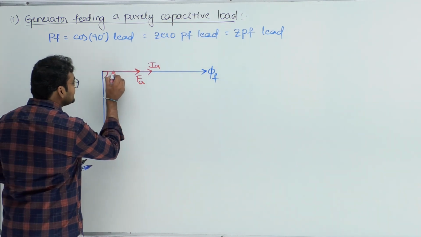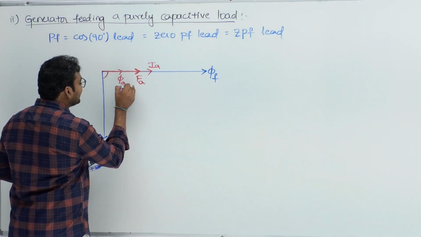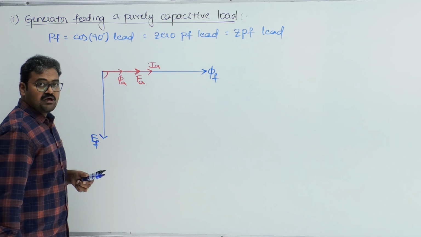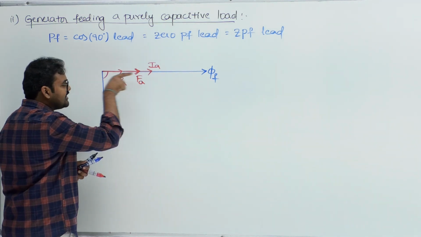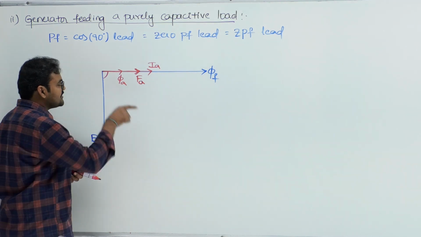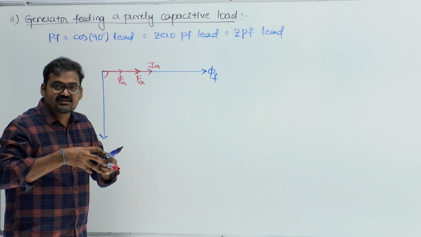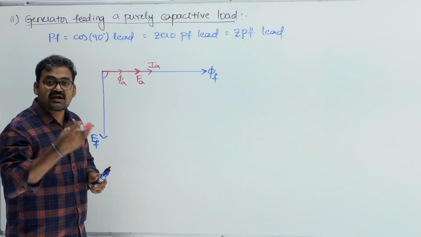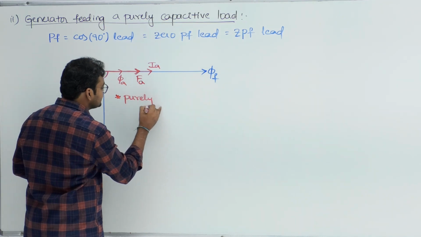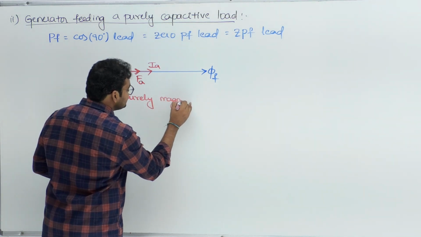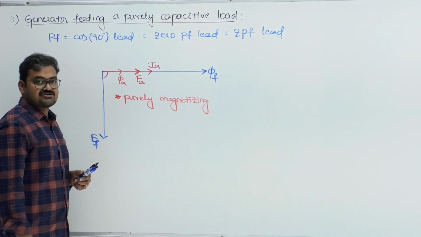If this is armature MMF direction, then can I say this is going to be armature flux direction as well? Therefore, you tell me now, main field flux and armature flux both are in phase with each other or out of phase with each other? Exactly in phase with each other. Therefore, both will aid with each other. That is what we will call magnetization. So, the nature of armature reaction is purely magnetizing in nature. Okay, purely magnetizing in nature.